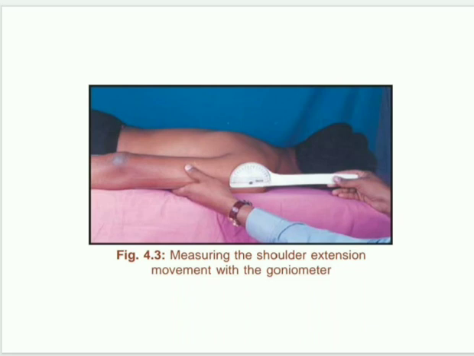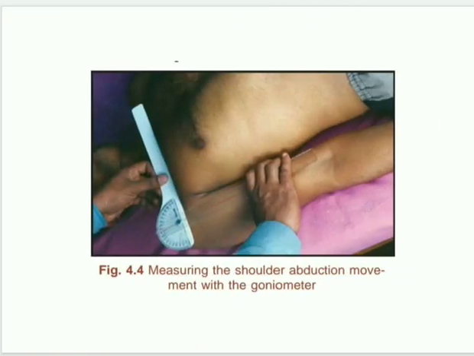Next, abduction. What is the range? 0 to 180 degrees is the range. And for the position, you can go for standing or sitting. Better to go for prone lying. It is good. And the fulcrum you need to place at the center of the shoulder joint, like in this way. It needs to be placed at the center of the shoulder joint.